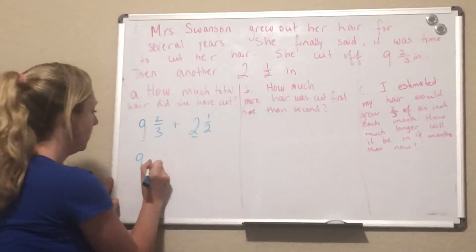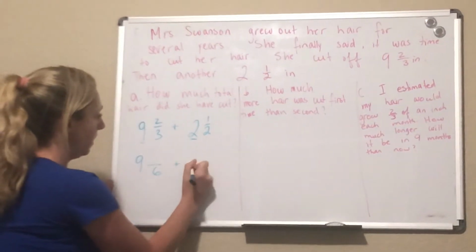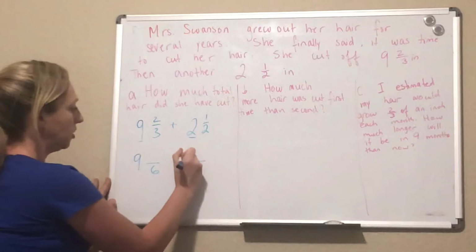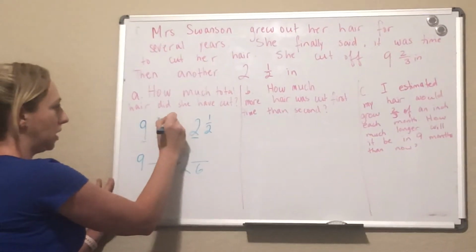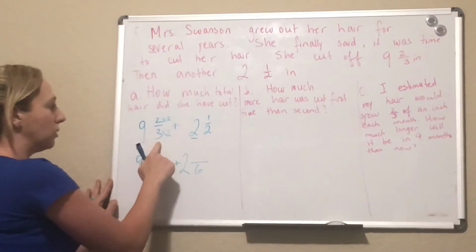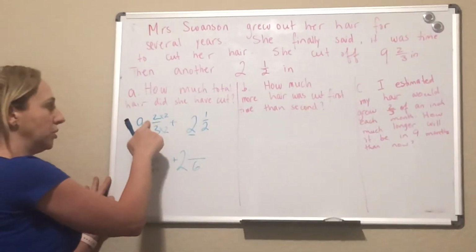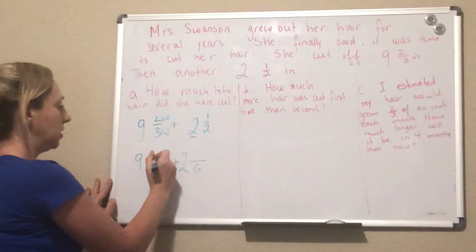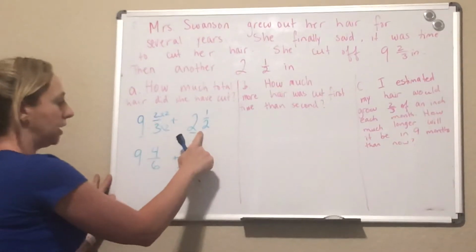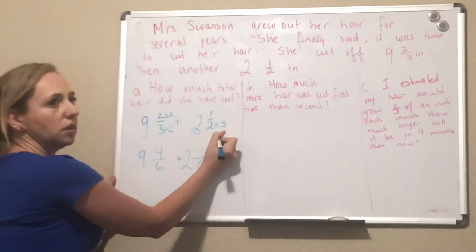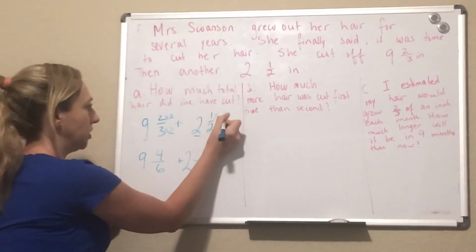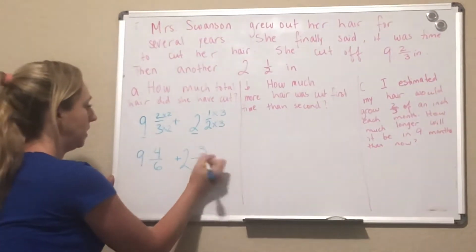So I have 9 and 6 in the denominator, and 2 and 6 in the denominator. 3 times 2 is 6. 2 times 2 is 4. What we do to the denominator, we have to do to the numerator. So 3 times 2 is 6, 2 times 2 is 4. To get to 6 from 2, I'm multiplying 2 times 3. And again, what I do to the denominator, I have to do to the numerator. 1 times 3 is 3.